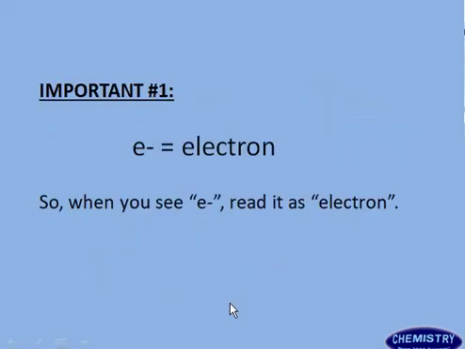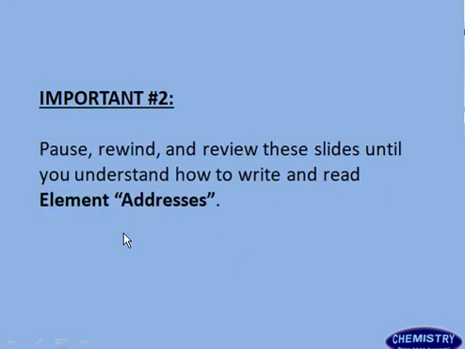Now a couple notes as we get started. Occasionally you will see e negative, which simply means electron. So when you see that symbol, just read it as electron. And secondly, because of the objective, please pause, rewind, and review these slides as often as you need to until you understand how to write and read element addresses. That is the outcome we are shooting for. So do these three things as much as needed.